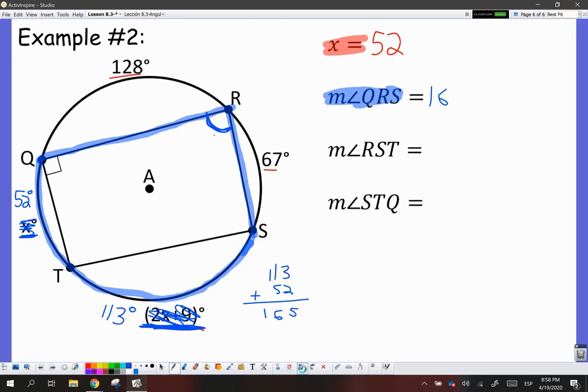Did you catch it? I hope you did. This is the measure of the arc, right? This is the total measure of the arc. But it's not necessarily the measure of the angle, because remember, the inscribed angle is half the arc. So I need to divide this by 2 then. So 165 divided by 2, so that's 82.5.